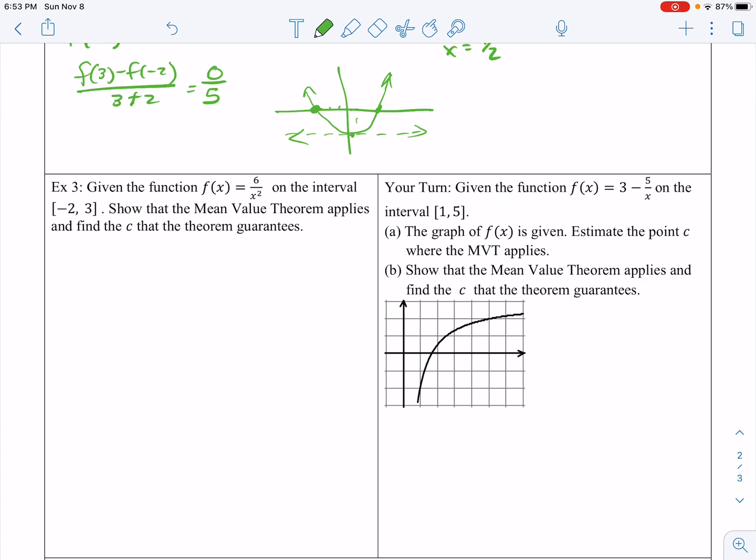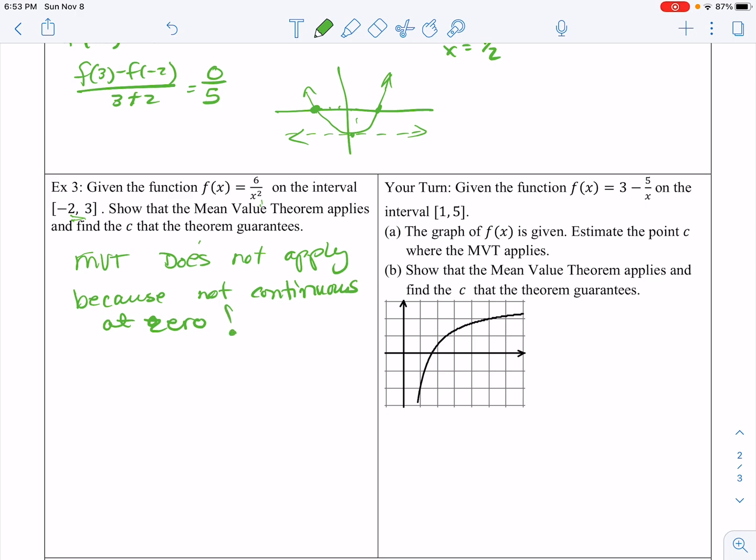All right, here's my interval. Given the interval negative 2 to 3, you have 6 over x here. Show that it applies and find c. Well, MVT does not apply because it's not continuous at 0. Done.